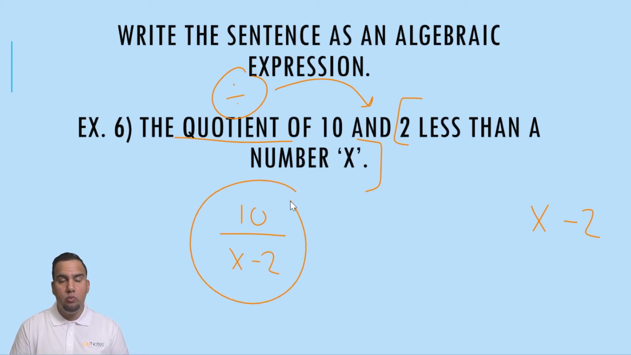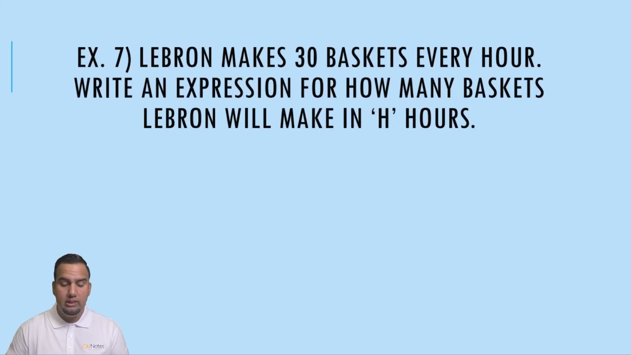So reading this problem once more, the quotient represents division. So I'm going to divide whatever 2 things they're referring to. 10, that goes in the numerator because that comes first, and 2 less than a number x. 2 less than a number x is its own problem. Less than goes in the back. Back of what? Back of the variable, which was x minus 2. And that goes in the denominator because we're dividing 2 different things, 10 and x minus 2. Not bad? Okay, let's try our last example, which is example 7.